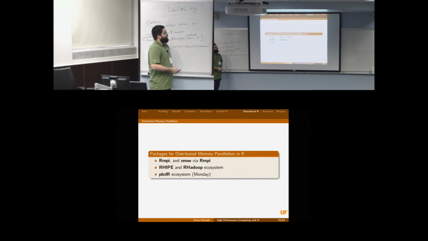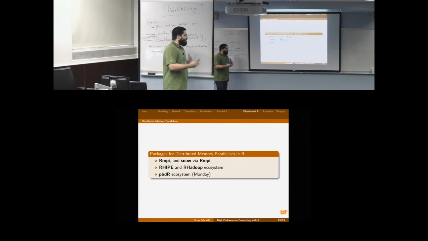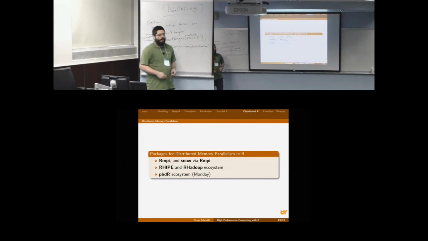One of the ways to break the cap of the memory available on one node is using more than one node. The packages for distributed computing parallelism in R include Rmpi, and snow can use Rmpi. Exact same syntax, basically. You just register an MPI cluster instead of a socket cluster. There's Rrpay and RHadoop. RHadoop is really an ecosystem. Rrpay is a package. These live on top of Hadoop. Hadoop is non-trivial to install and maintain, but it may fit your problem, may not. Then there's pbdR, which we'll talk about tomorrow.